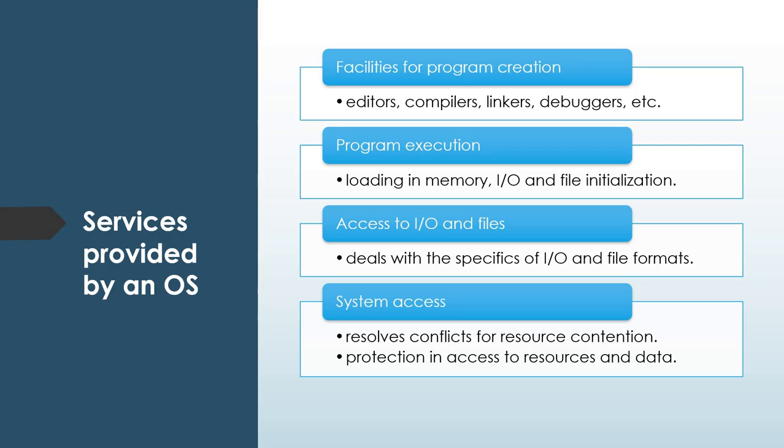Then next is access to IO and files. It deals with the specific IO and file formats. And finally, system access and resource contention: it resolves conflicts arising from resource contention. It provides access and protection controls for the resources as well as our data. All these things are taken care of by the operating system. Thank you.